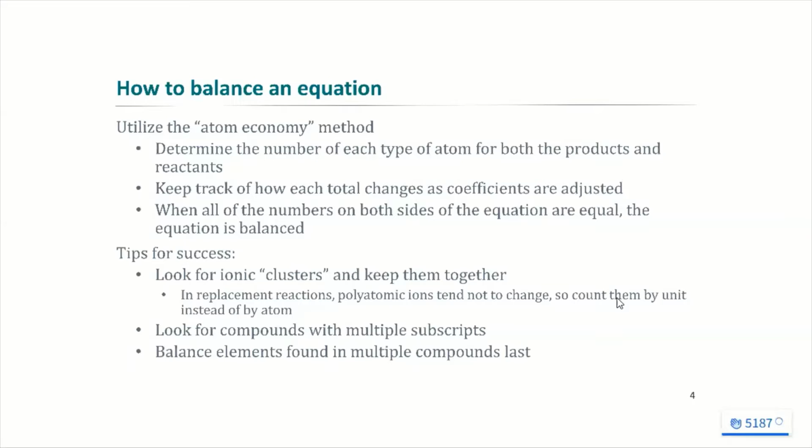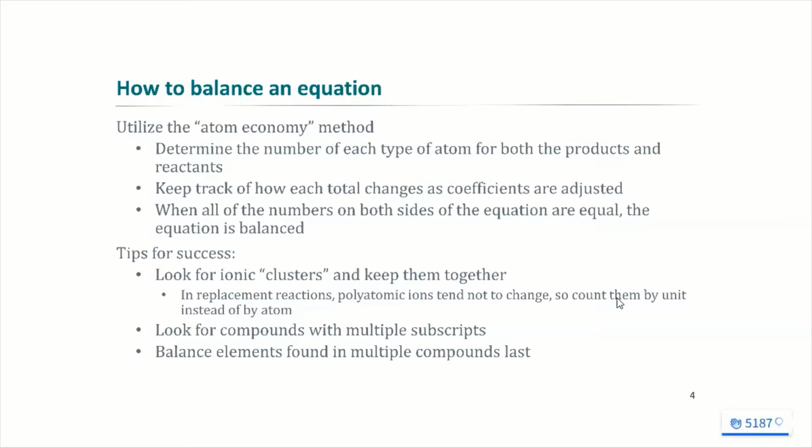In replacement reactions, where we have polyatomic ions, it is very common to see the same polyatomic ions on both sides of the equation. And when we have that circumstance, rather than splitting them up and saying, okay, nitrate has 1 nitrogen and 3 oxygens, I can keep it together, because if it's on both sides, it's going to stay together. So especially for replacement reactions, this is a useful tool to cut down the number of things that we need to keep track of.